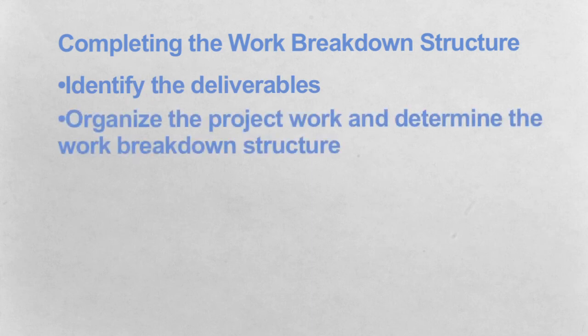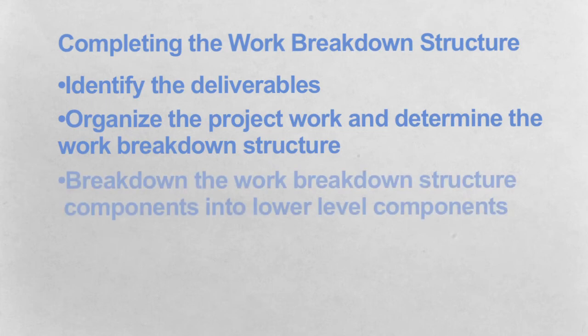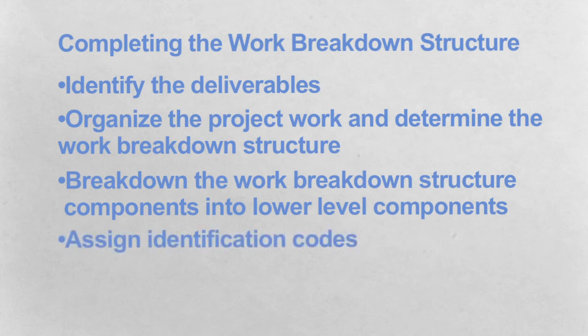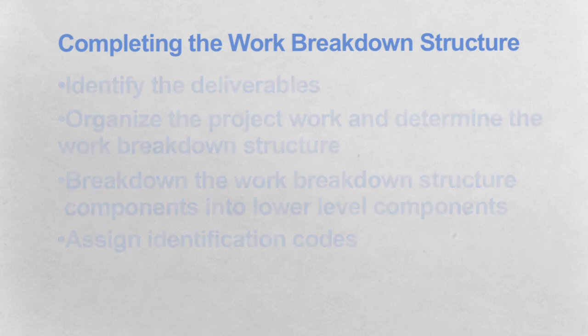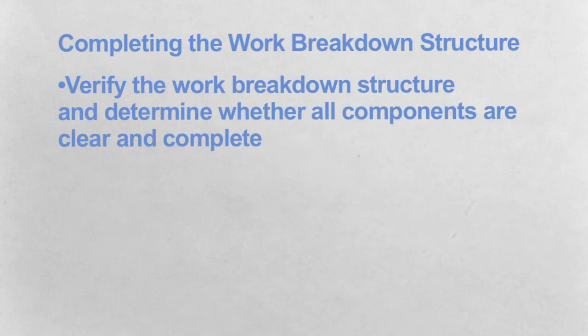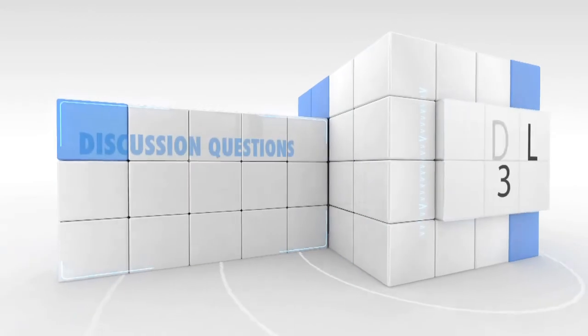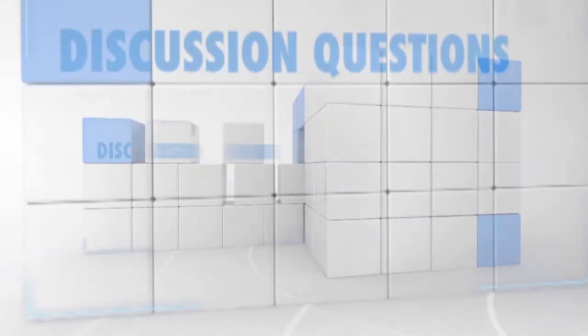The steps to completing the work breakdown structure are as follows. Identify the deliverables, organize the project work and determine the work breakdown structure, break down the work breakdown structure components into lower level components, assign identification codes, and verify the work breakdown structure and determine whether all components are clear and complete. Let's take some time to discuss what we learned in this module.